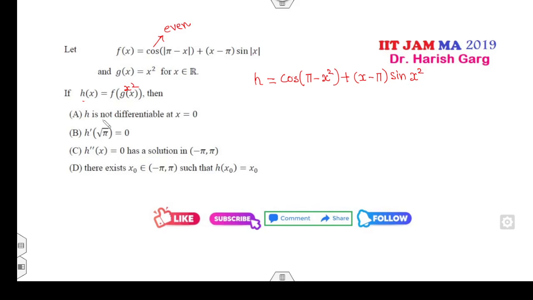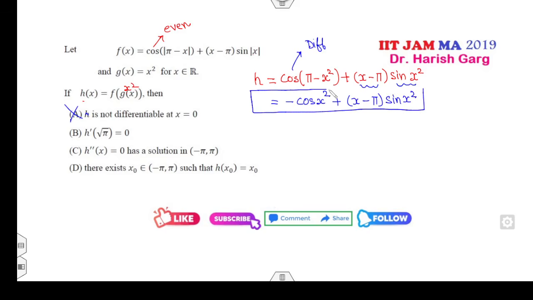Fine. Then h is not differentiable? Cos is my differentiable function. Polynomial is my differentiable. Sine is my differentiable. Yes, h is my differentiable. But it said not. Fine. What is the value of the cos pi minus x square? It's a minus of cos x square. Fine. Plus x minus pi sine of x square. This is my h.